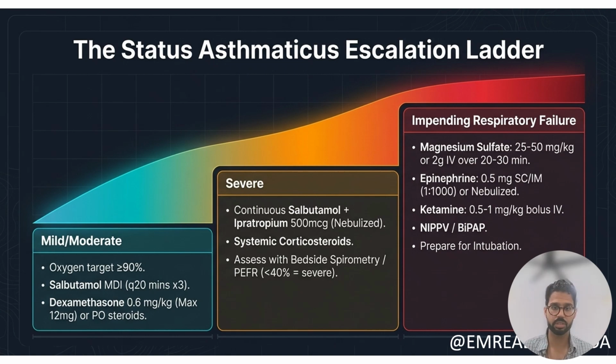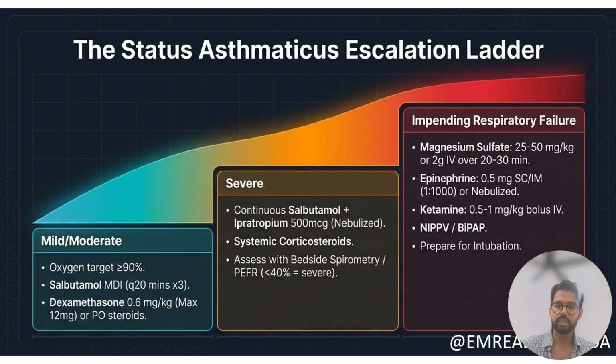We go to severe status asthmaticus. Here you want to often give continuous salbutamol and ipratropium. This is usually nebulized. We want to give this nebulized in a continuous fashion. We also want to give systemic corticosteroids, so here we're looking at IV steroids, and we can assess the response with bedside spirometry. When you have less than 40%, that is, by definition, a severe case of status asthmaticus.